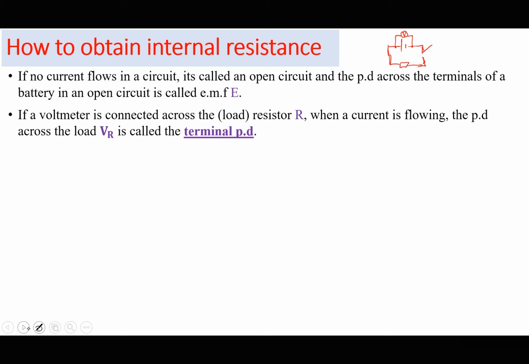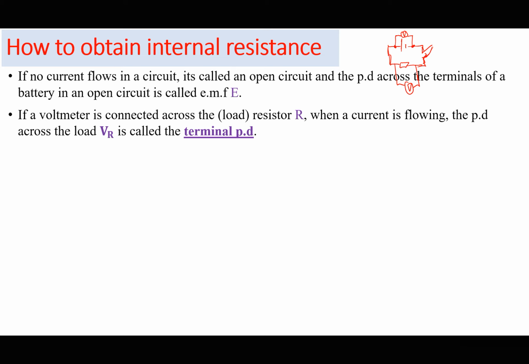So if a voltmeter is connected across the resistor, when a current is flowing, the PD across the load VR is called the terminal PD. By the way, when I transfer the voltmeter to this position here, when the switch is opened, the voltmeter will give no reading. But when I put it across the battery, it will give a reading, which is the EMF. However, if I close the switch, the voltmeter will give a value which is less than the value it gave before when the switch is opened.